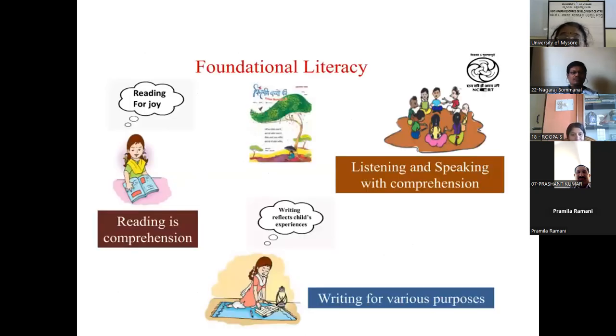So foundational literacy, reading is comprehension, but we should make it a joyful experience for the child. Listening and speaking with comprehension. With comprehension is very important. And listening skill also is very, very important. Many of us can't listen for more than 2 minutes.